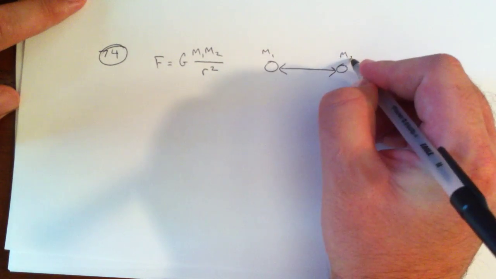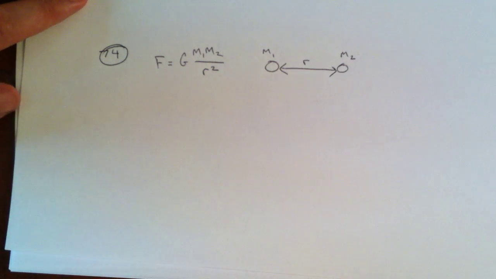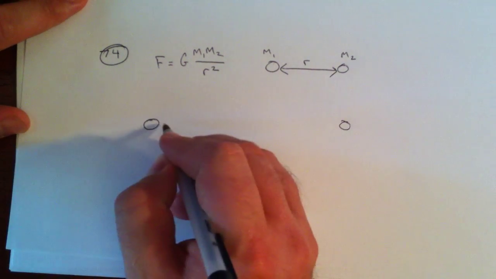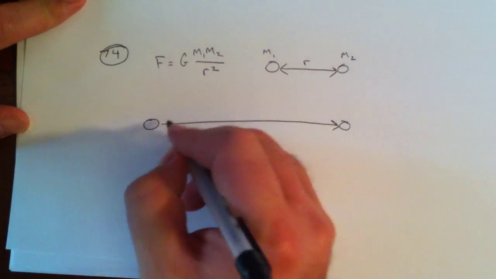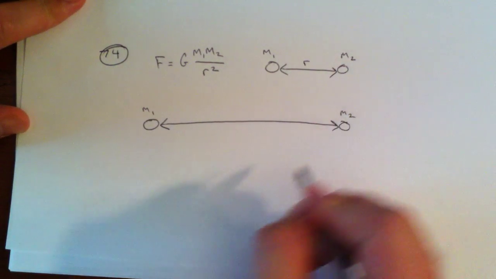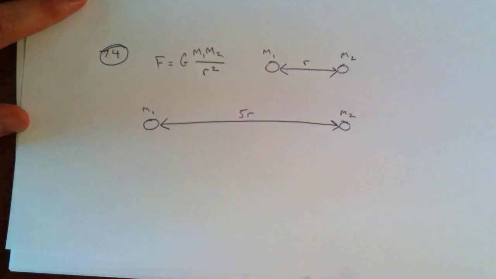So originally we have two objects, right? M1, M2, and they're a distance r apart. Then we take them, we don't do anything to their masses, so it's still M1, M2, but they're 5 times as far apart as they used to be. Okay? So 5 times r, right?